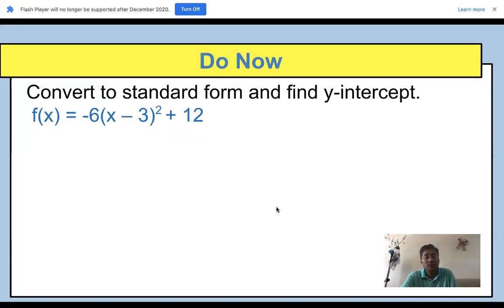So you remember how to do this, right? Convert this vertex form to the standard form and then find out what the y-intercept is. Can you do it? I'll give you about 4 minutes. So let's try together. What is the first step?